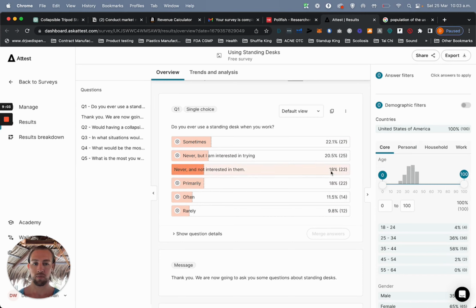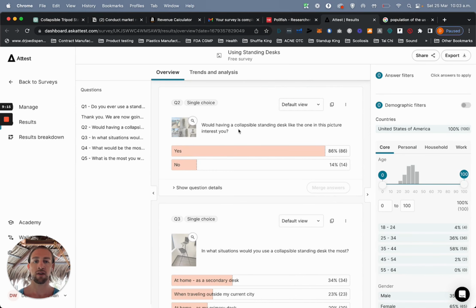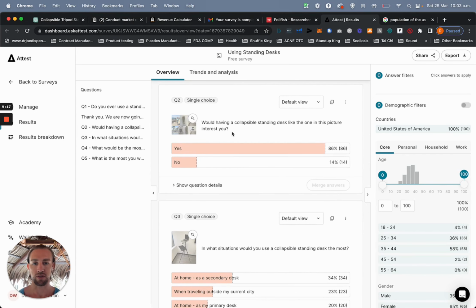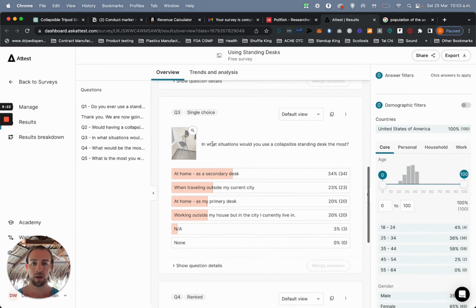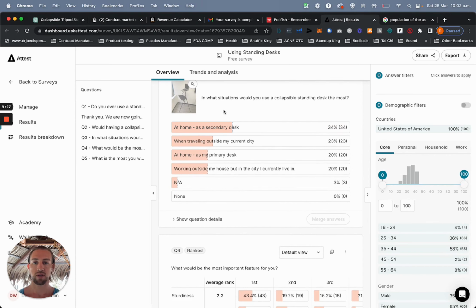Only like 18%, basically a quarter of the people, said that they're not interested. So that's a pretty good sign. Then I said, would having a collapsible standing desk interest you? Yes, no. So 86% of the people said it would interest them. In what situations would you use a collapsible standing desk the most? At home as a secondary desk.